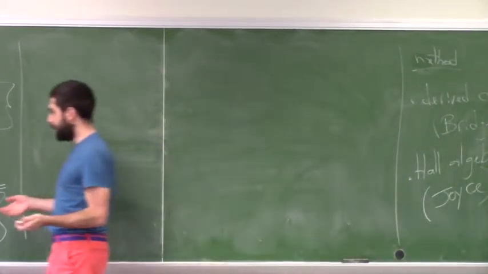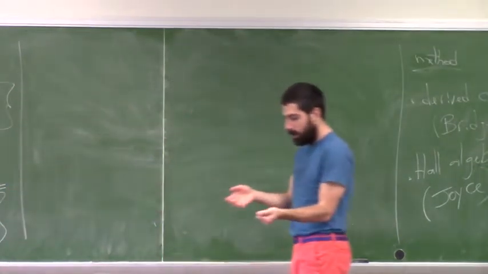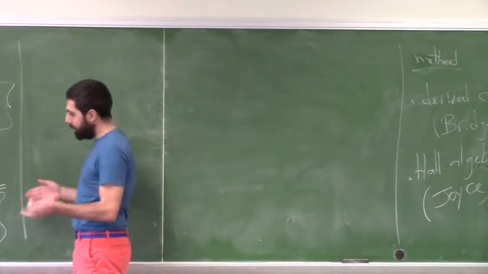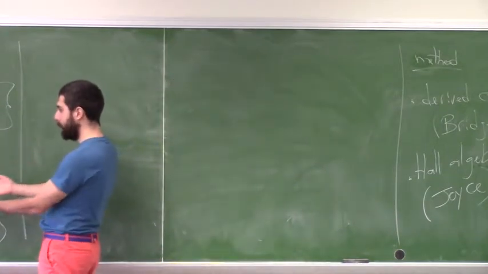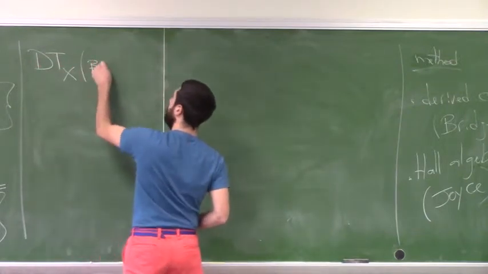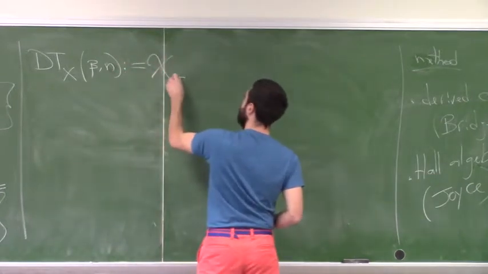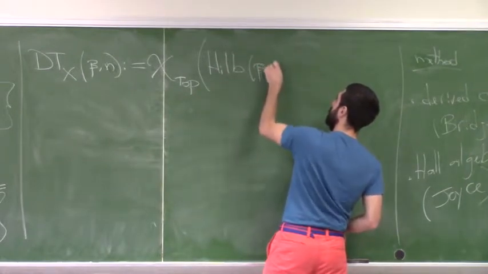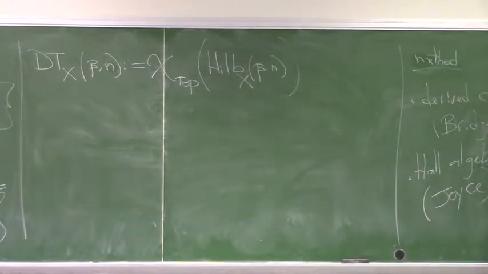So if this were a zero dimensional scheme, I could either count the number of points, or I could take the topological Euler characteristic of it. It's not a very strong way to motivate it, but this is the naive way to introduce these invariants: to say that the DT invariant of X of class beta and n is by definition the topological Euler characteristic of this moduli space. Okay, so this will be my definition of it.